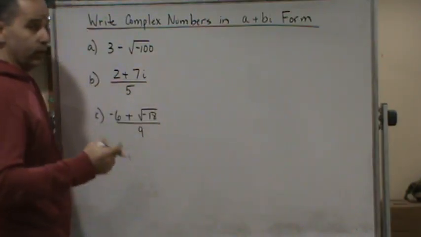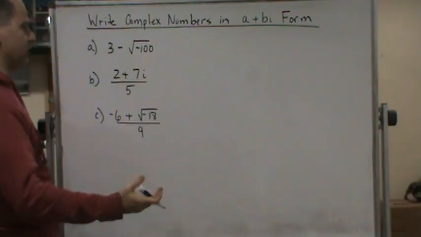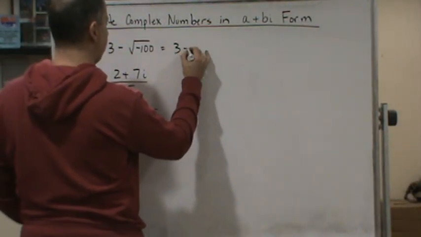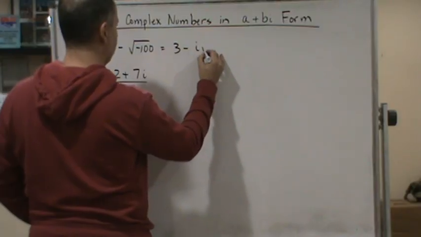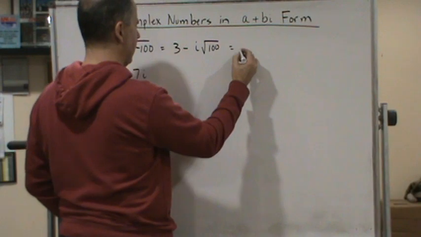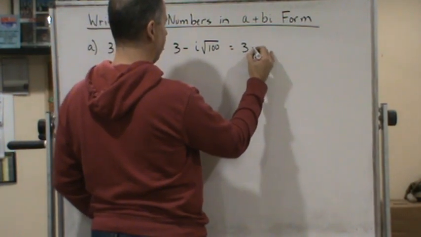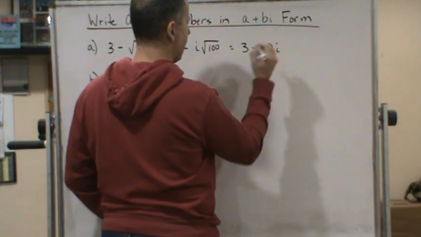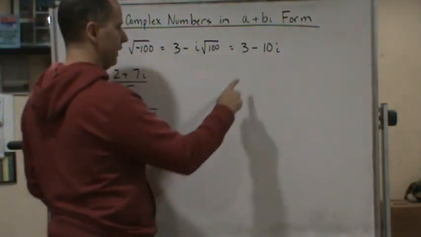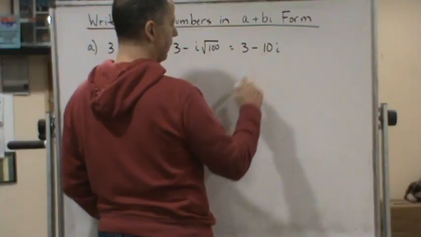So the first thing is we're going to simplify everything using the imaginary numbers. So this would be written as 3 minus i root 100, and then the square root of 100 is 10, so we would end up with 3 minus 10i, and then that would be in standard form. So the real part is 3, the imaginary part is 10i.